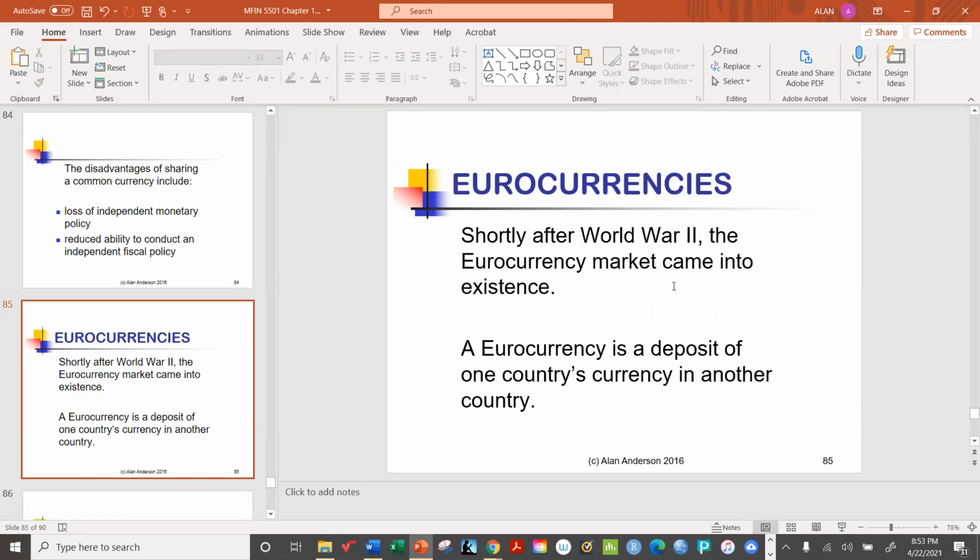Okay, now euro currencies. This is a little bit different. This is a market which we've discussed before, but this is the market where one country, or anyone, can keep their own currency in a deposit in a foreign bank, and when they do that, these are referred to as euro currency deposits.